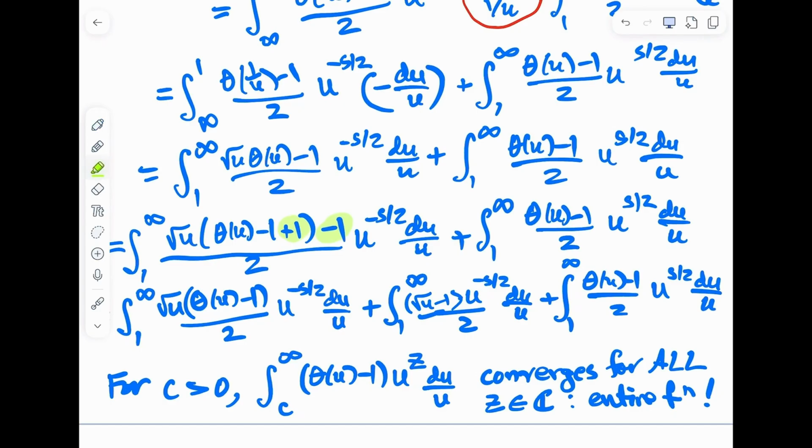And notice that the two integrals we see here, oh, what did I just do?